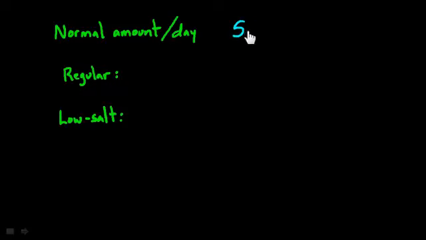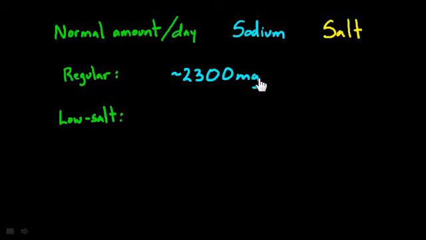And let's do sodium. And over here we'll do salt. So the regular amount of sodium you should get per day is about 2,300 milligrams. And on a low salt diet, you should get about 1,500 milligrams. Now we know that 1 teaspoon has 2,400 milligrams, and 2,400 and 2,300 are pretty close. So in my conversion, I'm going to assume that I can have about 1 teaspoon per day of salt.